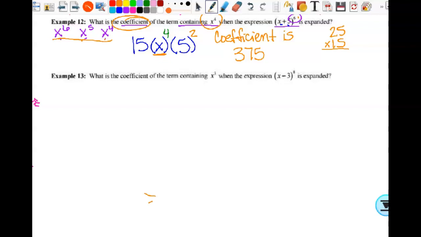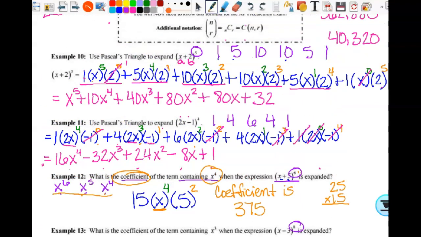Okay, so the next one's asking us kind of the same thing, really, but the numbers are different here. So I want you to see if you can figure out what number you're taking out of Pascal's triangle. First of all, what row do I look at? 8. Do we have row 8? No, so go right in row 8.